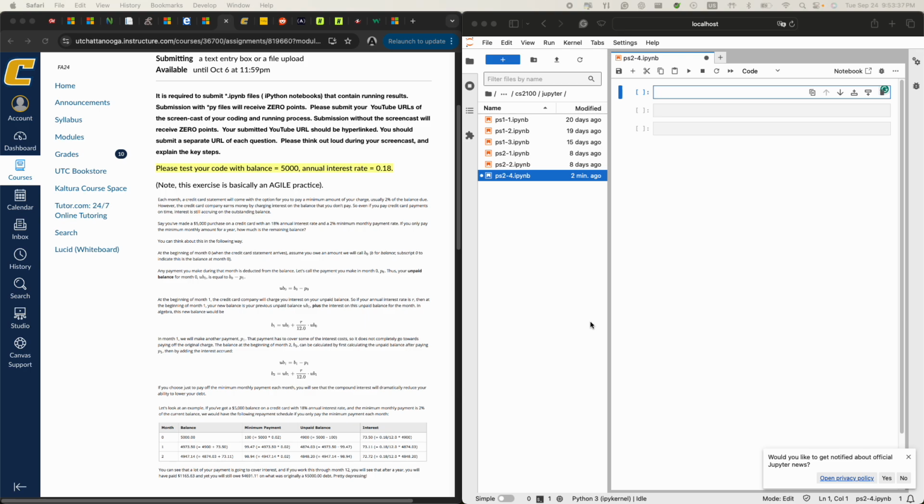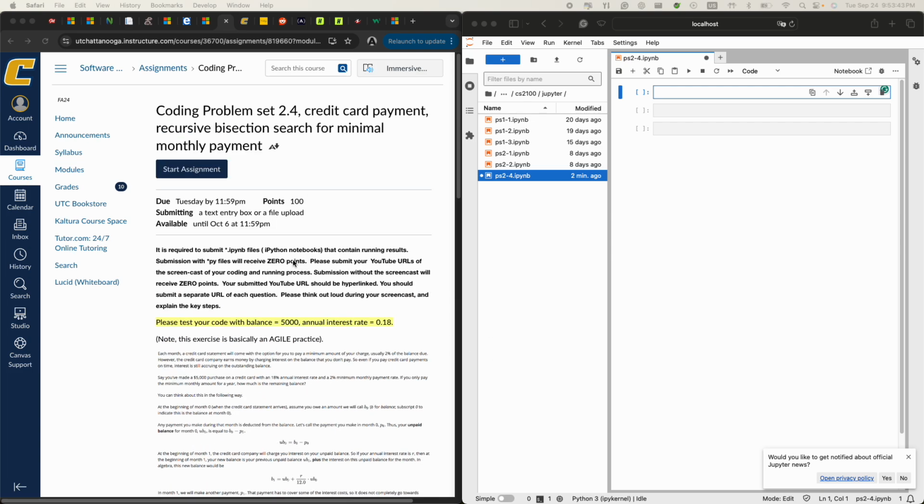This is Anthony, and I'm going to be running through problem set 2-4, finding the lowest monthly payment using a recursive bisection method. So I'll start this one off by creating a new function, and it's going to take the upper bound, the lower bound, an initial balance, and a rate. Low, balance, and the interest rate.